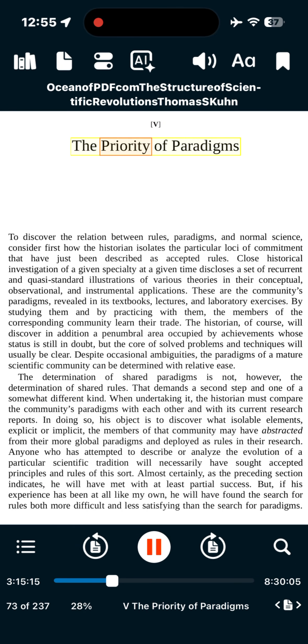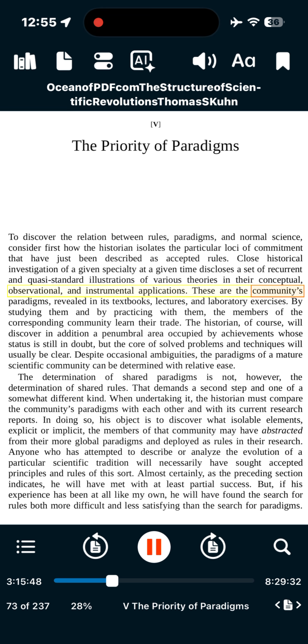v. The priority of paradigms to discover the relation between rules, paradigms, and normal science. Consider first how the historian isolates the particular loci of commitment that have just been described as accepted rules. Close historical investigation of a given specialty at a given time discloses a set of recurrent and quasi-standard illustrations of various theories in their conceptual, observational, and instrumental applications.